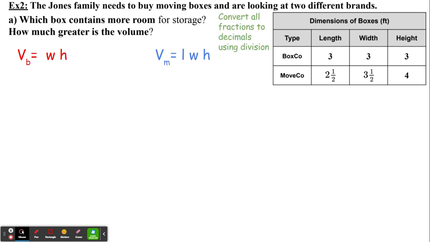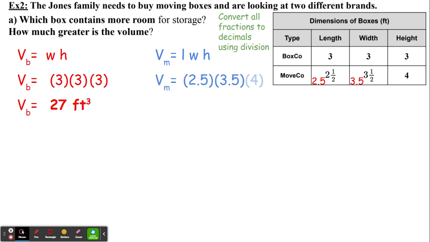Just like before, to make it easier, if there are any fractions, when we go to type them in our calculator, we want to change those fractions to decimals. So 2.5 is 2.5, 3.5 is 3.5. Let's go ahead and type it in. For Boxco, the length is 3, the width is 3, and the height is 3. So 3 times 3 times 3 is 27 cubic feet of space inside the Boxco boxes. The MoveCo boxes have a space amount of 2.5 times 3.5 times 4. Type that all in. They have 35 cubic feet of space inside of their boxes.